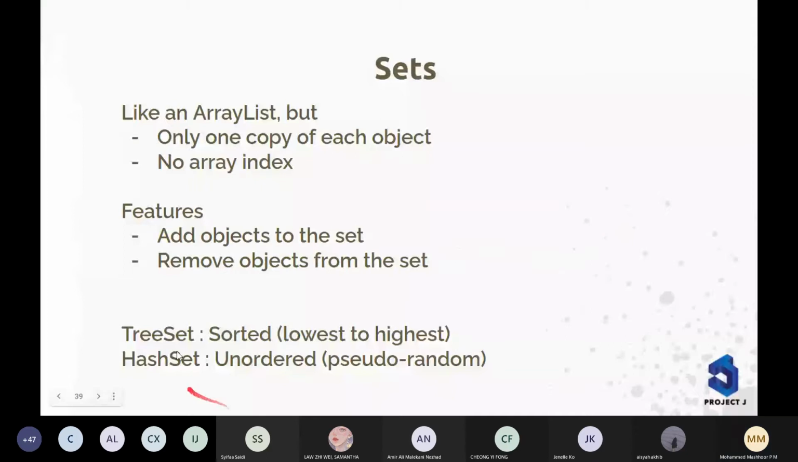So there are two main sets. Sets basically have separate classes, so we'll talk about two main classes of sets. One is TreeSet, which sorts the values, so it will sort them from lowest to highest, which means ascending order. Then we have HashSet, which is unordered, in pseudo random order. Now we will look into various methods in sets.